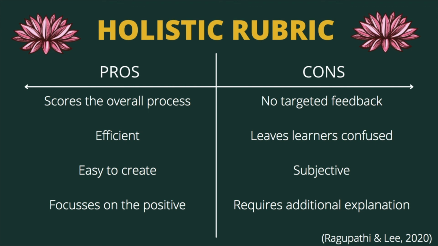The cons associated with the holistic rubric are that there is no targeted feedback, which might leave learners confused. The holistic rubric is also known as being somewhat subjective, meaning that if you gave a number of instructors the same rubric to mark one student's assignment, they might all arrive at different levels. And finally, because there is no targeted feedback and the rubric might be somewhat confusing to learners, you might be spending a lot of your time explaining to students where they went wrong.